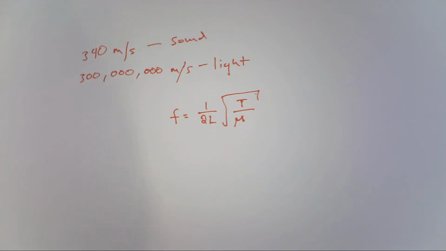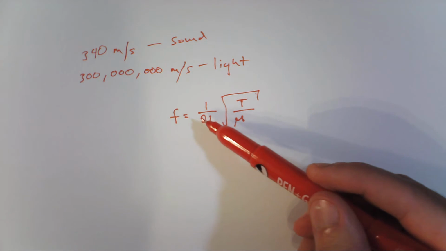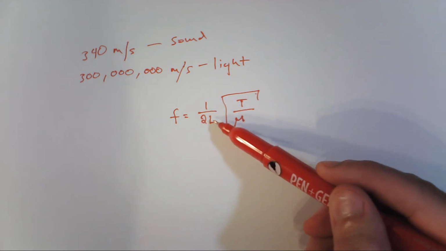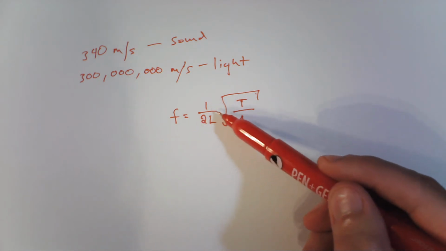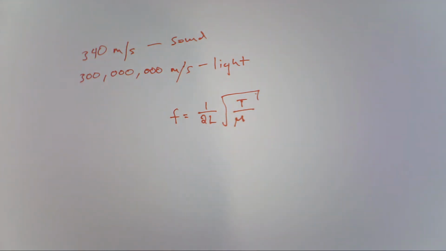So let's work out this equation a little bit. Frequency equals 1 over 2L. So let's word that as frequency is inversely proportional to 2 times the length. So that means that longer strings want to resonate at a lower frequency, right? 1 divided by a big number is smaller than 1 divided by a very small number. So if we increase the length of the string, that string wants to vibrate at a low frequency.